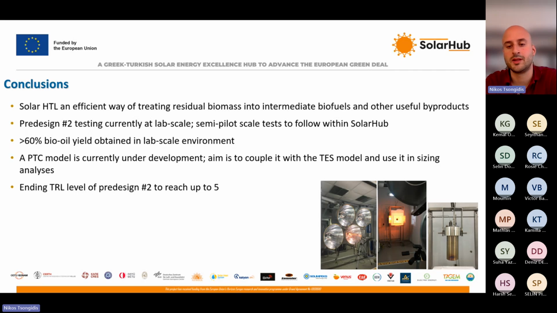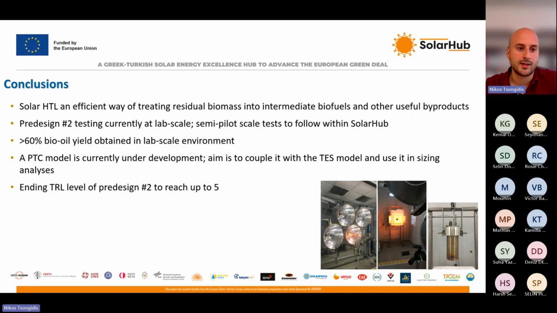So this can also be used in the agri-food sector as well. But of course, this is something that also needs some further quality testing that will take place within or right after the SolarHub project. And of course, we also obtain some useful byproducts that include the aqueous phase, the biochar, as well as the gaseous phase that can also be combusted.